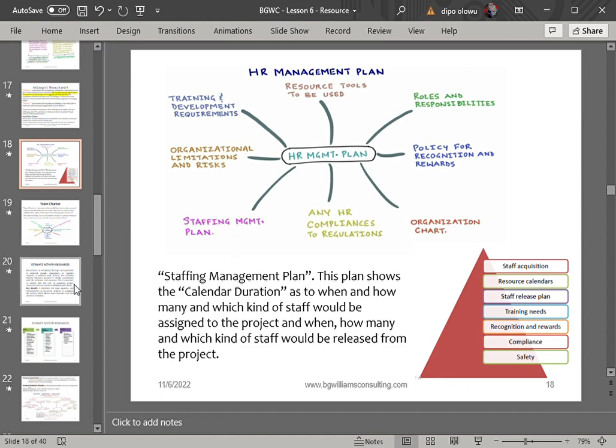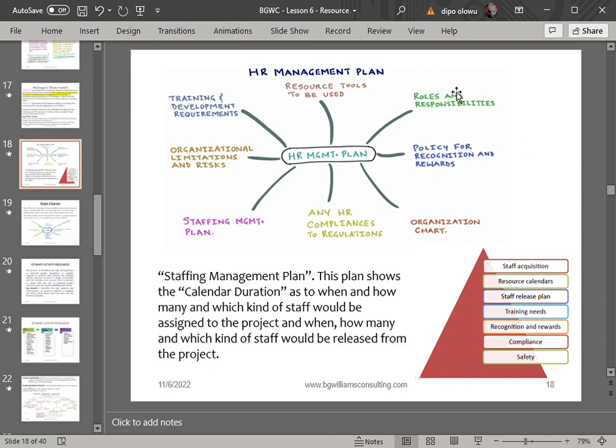Okay. Then what we have on the screen is the resource management plan. The resource management plan contains how you intend to manage all your resources for the project.